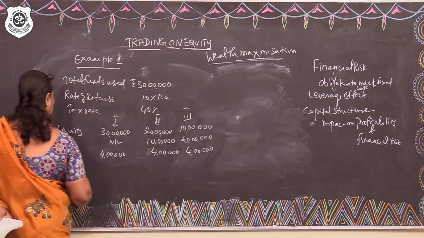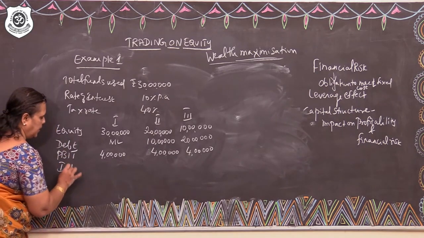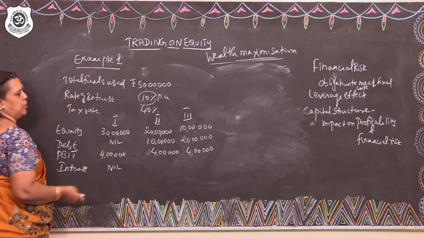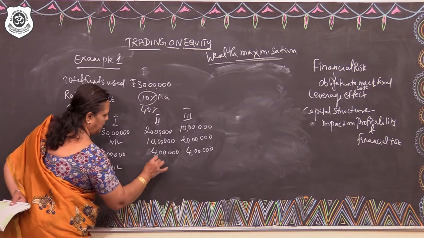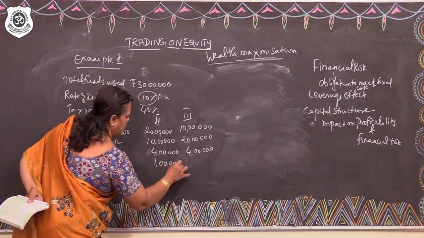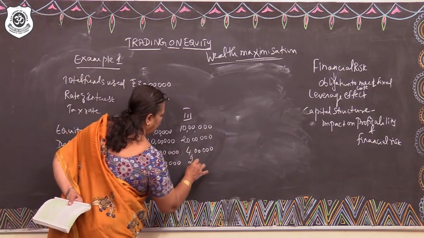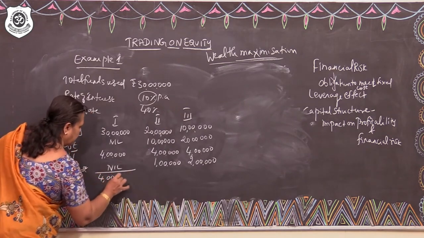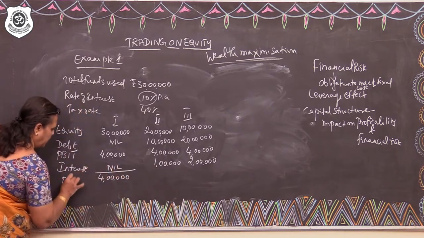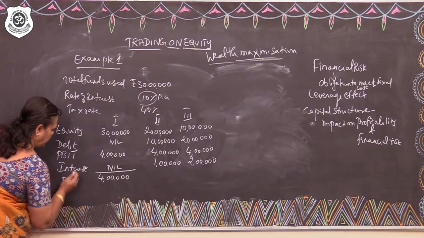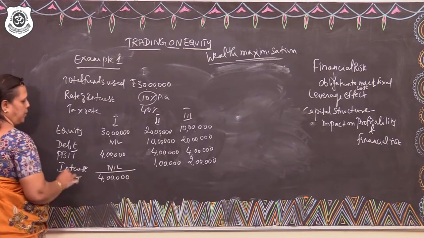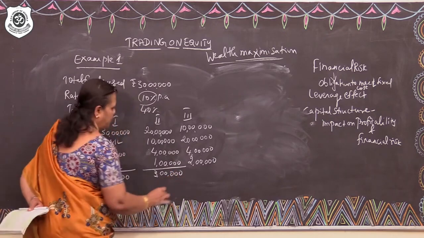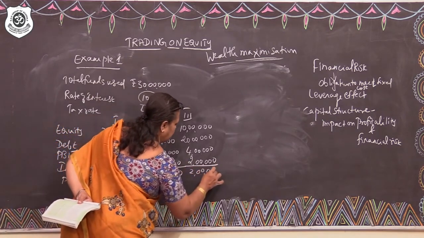Now, in case 1, interest given to you at 10% per annum, no interest is payable because there is no borrowed capital at all. In case 2, interest payable is 1 lakh because 10 lakh is borrowed capital, and in case 3, interest payable is 2 lakhs. Now you get profit before tax, PBT: 4 lakhs in case 1, 3 lakhs in case 2 and 2 lakhs in case 3.